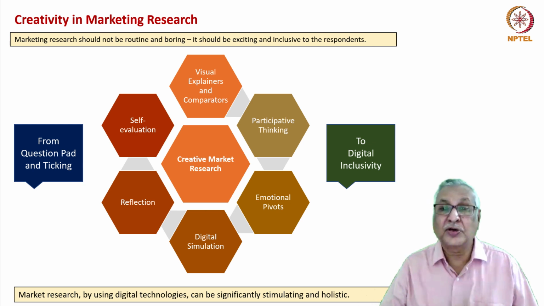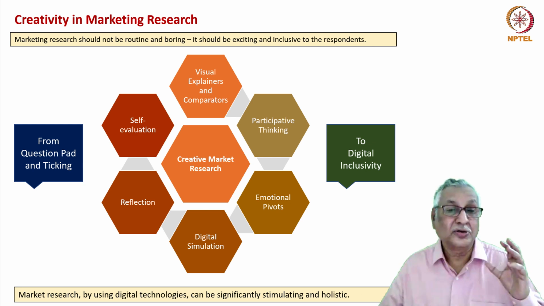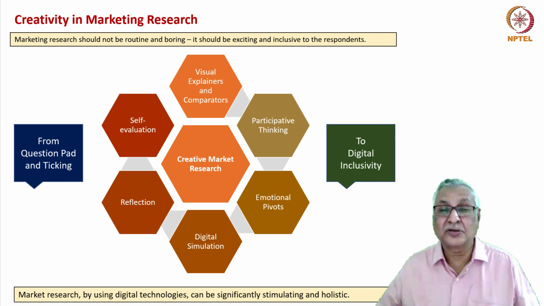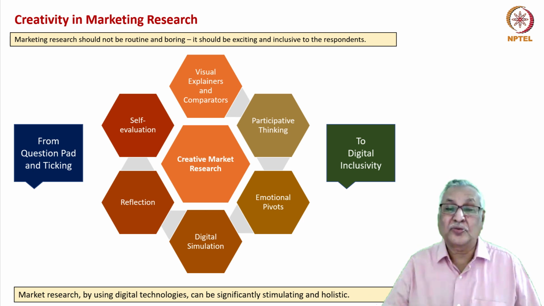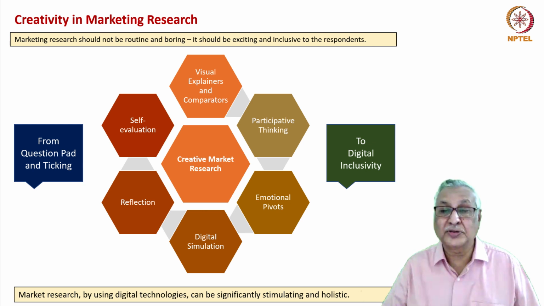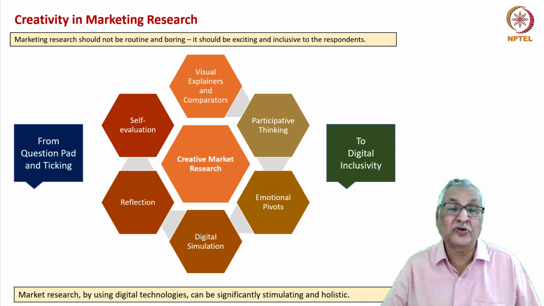One, you should have visual explainers and comparators, like, do you like this kind of speaker or this type of speaker? Do you prefer a smartphone with this color combination or with this color combination? What is the form factor you are liking the most? So the visual explainers when presented will help the respondents make correct and precise choices. The second could be participative thinking. That is, we should not treat the whole process as mechanistic or robotic. You should enable the customer to think for a while, participate in this process of market research.